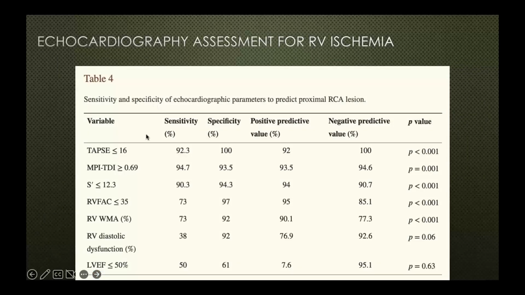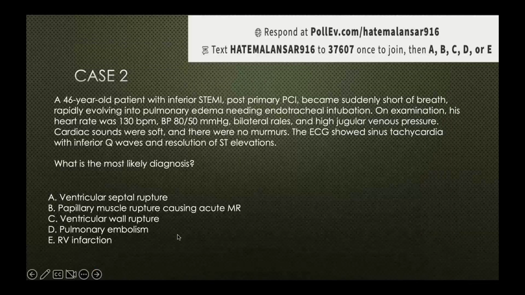From this table, you can see different RV echo parameters that can predict RCA ischemia, RV ischemia, and proximal RCA lesions. The most commonly known is having TAPSE less than 16, which has very high sensitivity and specificity in patients presenting with MI to suggest that these patients have RV failure or RV ischemia. I'm just going to continue for the sake of time and discuss the second case. And you can join again by texting your answers, please.